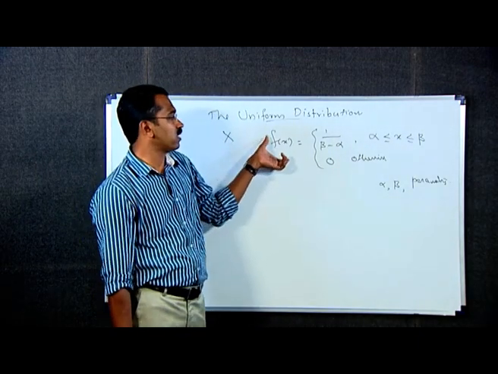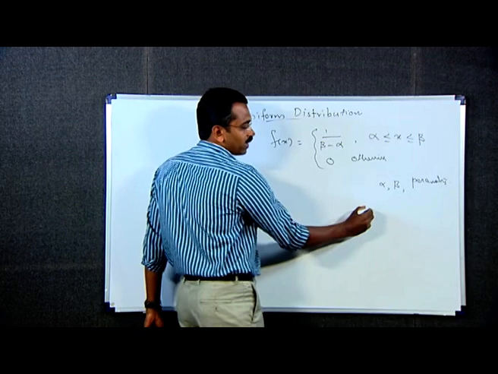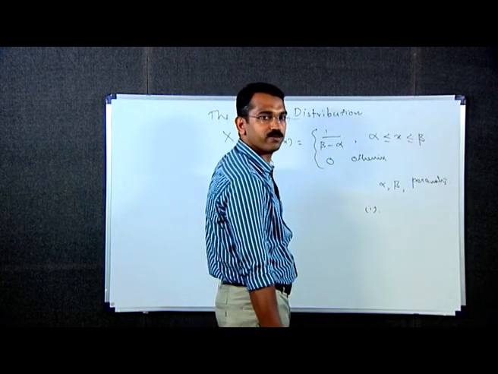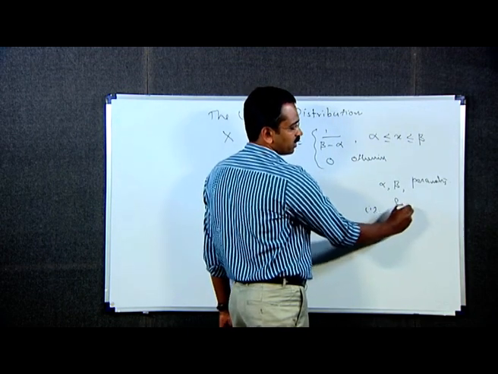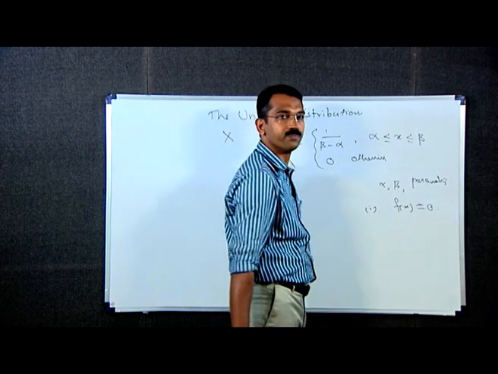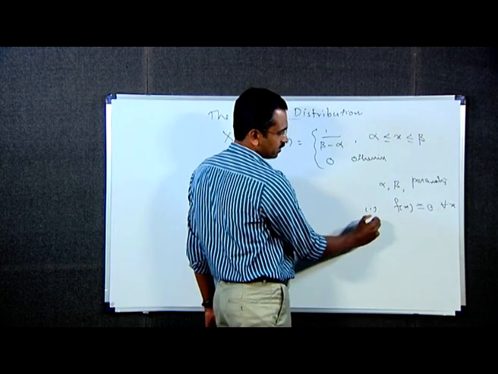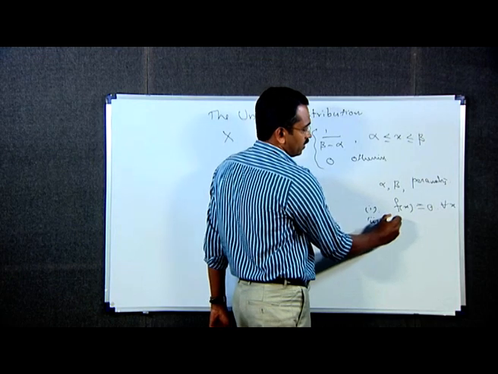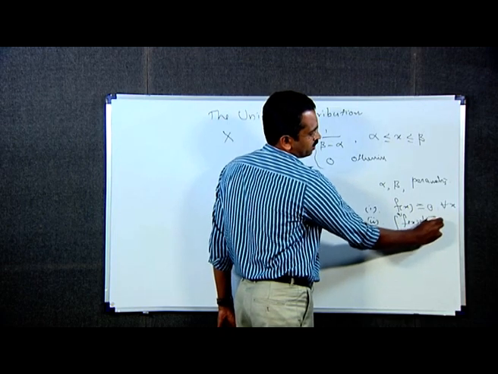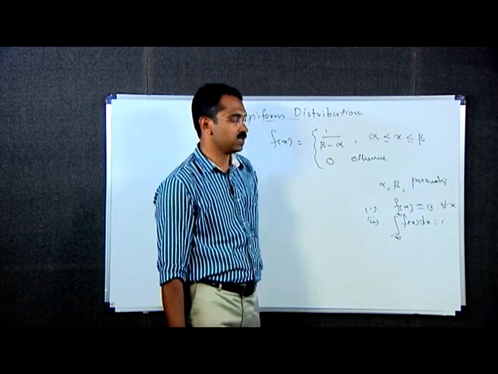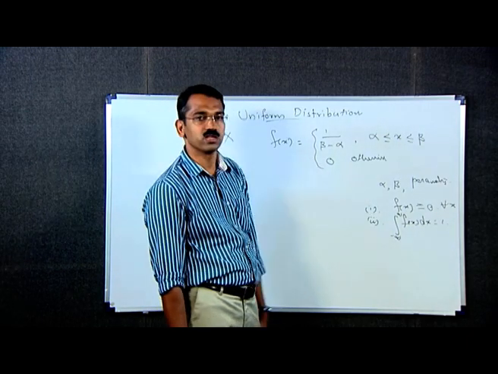We can verify that this f of x is a PDF. The two conditions for a function f of x to be a PDF of a continuous random variable X are: first, f of x is greater than or equal to 0 for every value of x, and the second condition is integral from minus infinity to infinity f of x dx is equal to 1. These are the two conditions for a function f of x to be a PDF. We can verify these two.